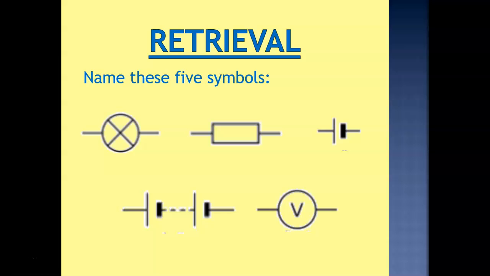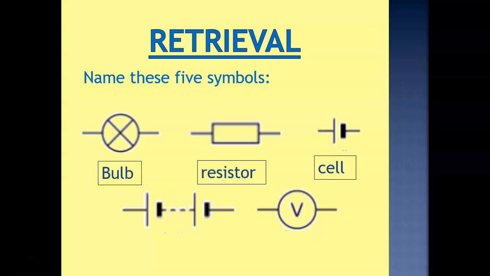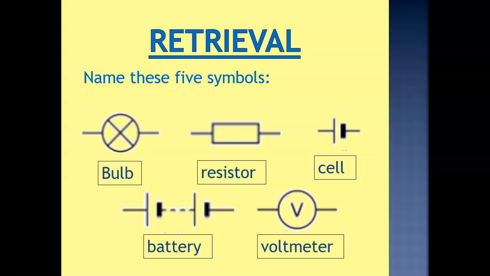Okay, these 5 symbols are: first one is a bulb, second one is a resistor, third one is a cell, fourth is a battery, that's a number of cells joined together, and fifth, a voltmeter.